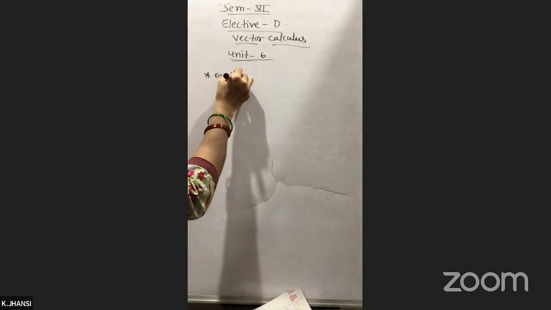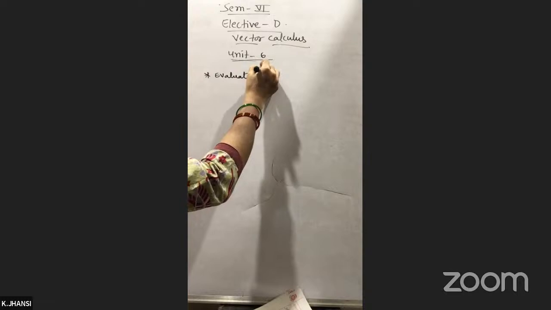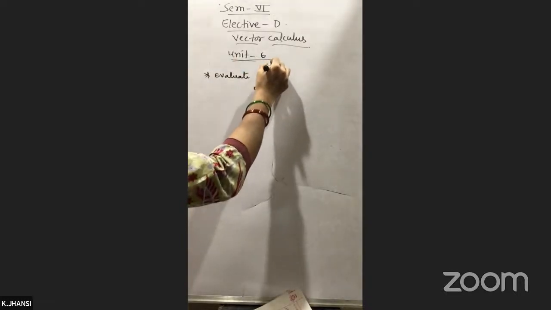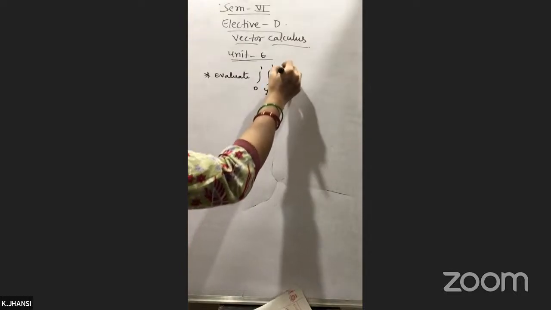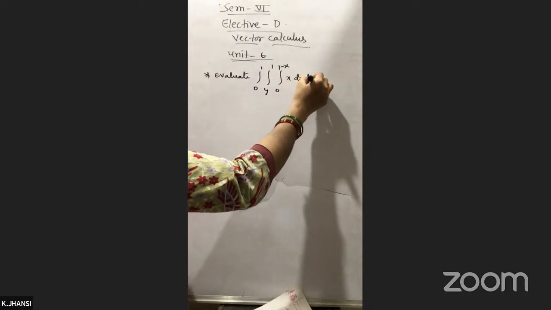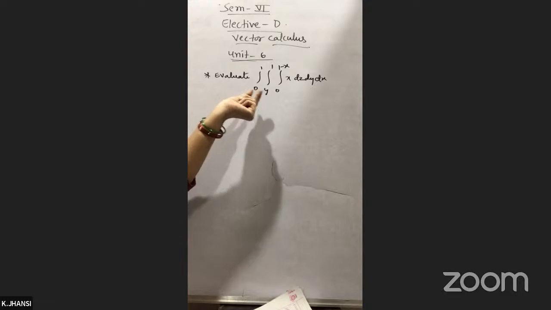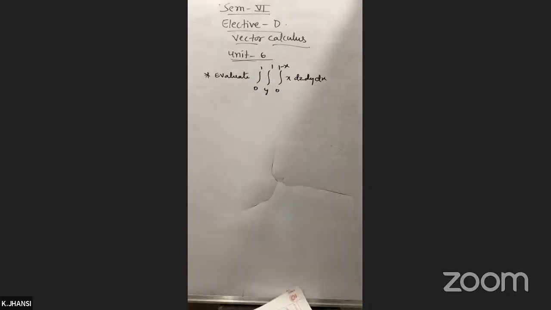So one more problem is evaluate 0 to 1, y to 1 and 0 to 1 minus x. Okay. So x into dz dy dx. So this is the given function we have. So here this is the x value, this is the y. These are the x limits, these are the y limits, and these are the z limits.